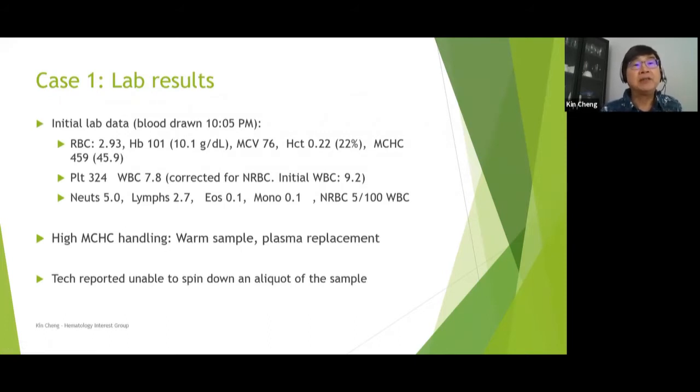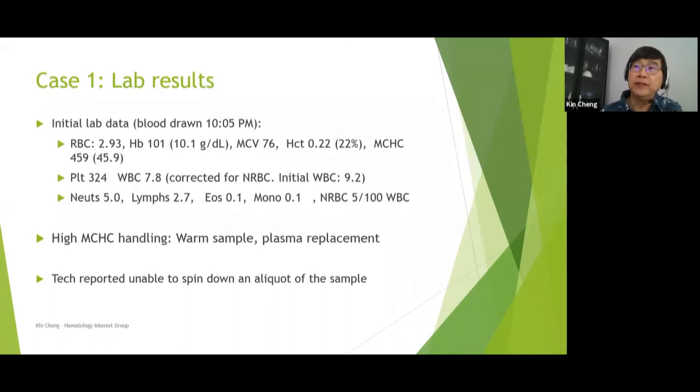The initial lab test was drawn at 10:05. You can see from the panel that the red count is low, hemoglobin is slightly decreased, and MCV is decreased. The only thing that alerted the technologist is that MCHC is 45.9. In a normal sample, the MCHC should be around 37, or 36.5, depending on your lab. The platelet is normal, hemoglobin is 7.8, and there are NRBC present.